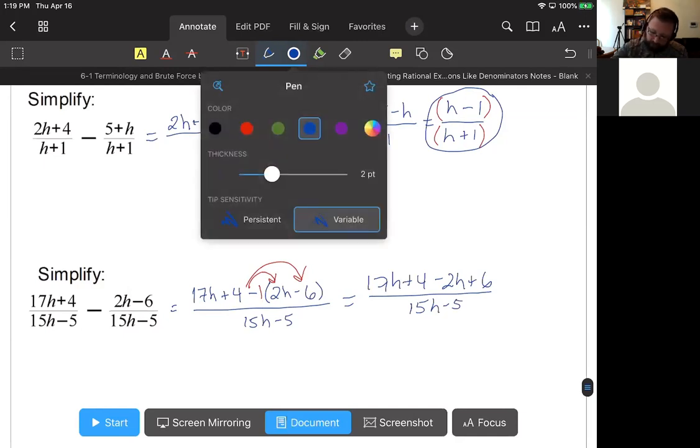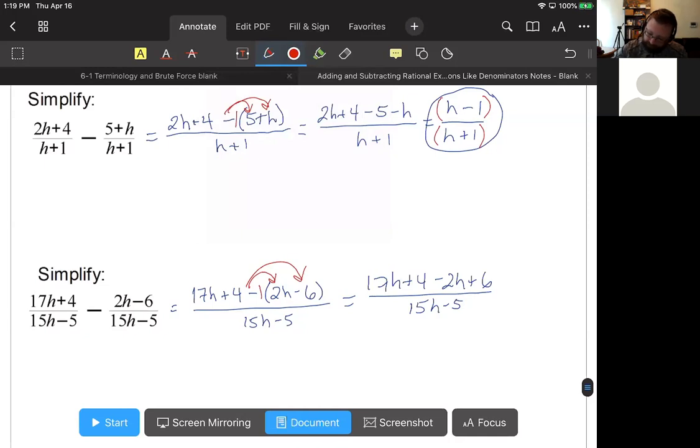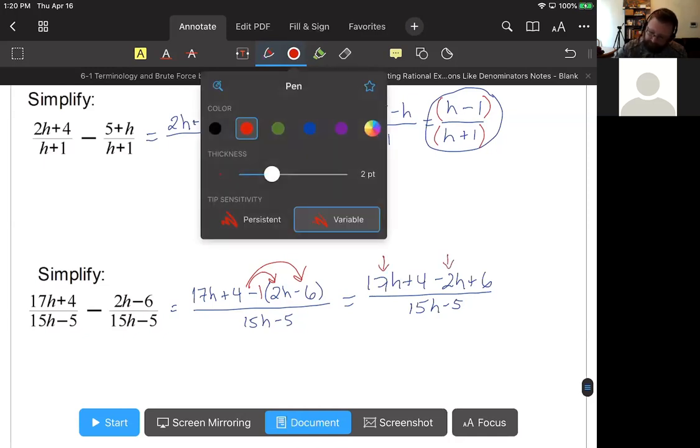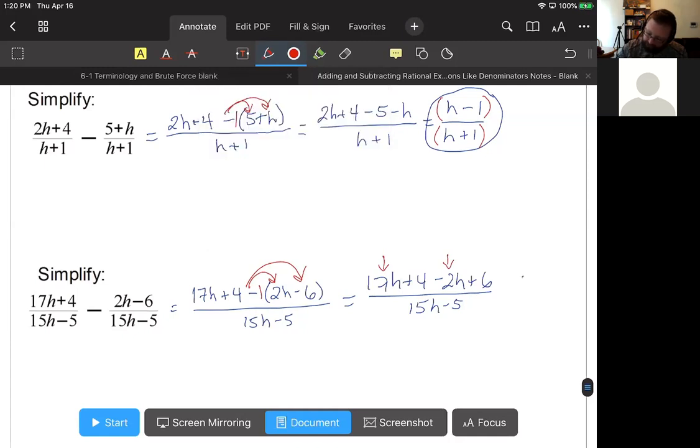And then we're going to go in and combine our like terms. So we have 17h minus 2h, which is 15h. And we have 4 plus 6, which is 10. And that is over 15h minus 5. Now this one, though, we are not done.